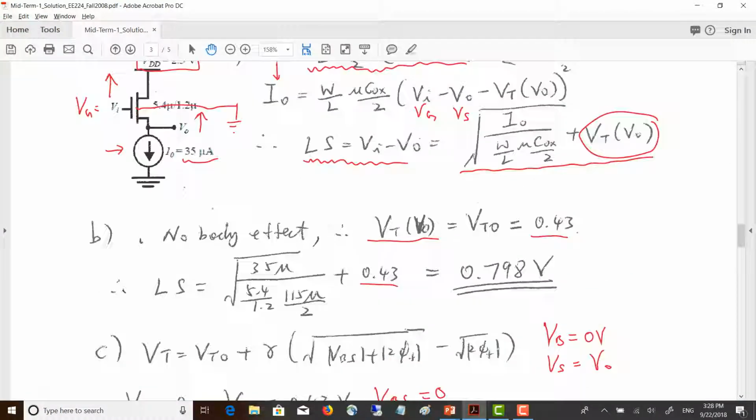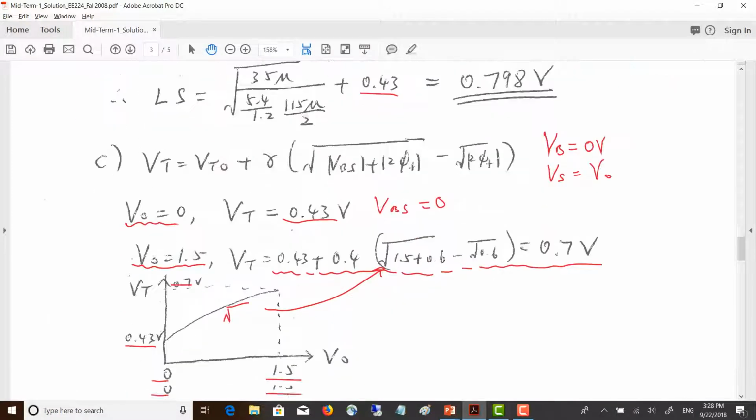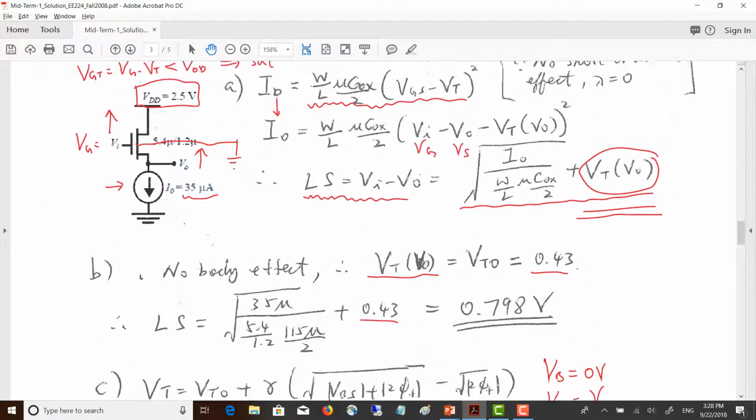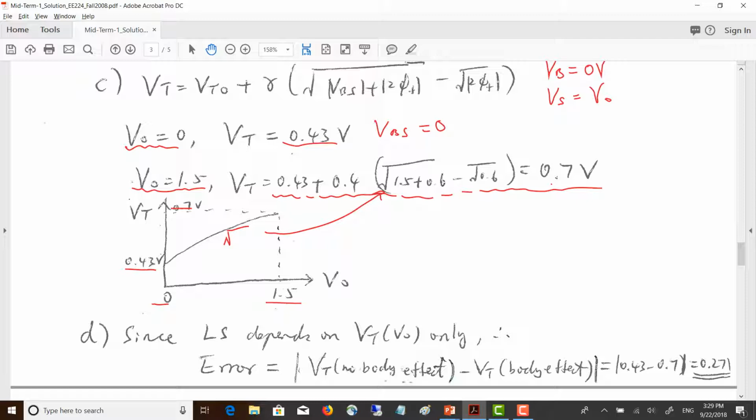Now then, let's look at this, right? We'll look at A again. The level shift depends on what? The Vt, the threshold voltage. But threshold voltage changes with the output, right? So when output equal to 0, the difference between Vin and Vout is related to the 0.43 threshold voltage, right? But when Vout equal to 1.5 volts, threshold voltage becomes what? 0.7, right? So actually the difference, level shift, Vin minus Vout, because this term is constant, the change of level shift is just equal to the change of the threshold voltage, I mean, right? As a result, the error is just equal to Vt with no body effect minus Vt with body effect, so it's 0.71 volts.